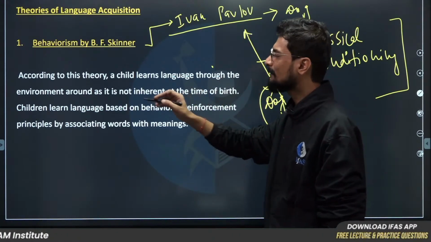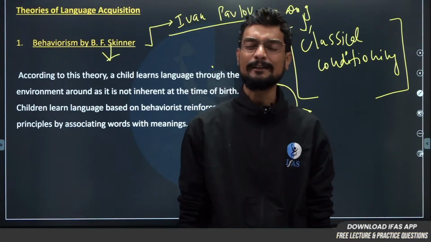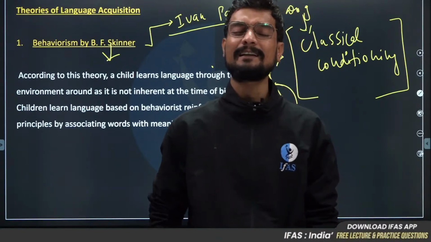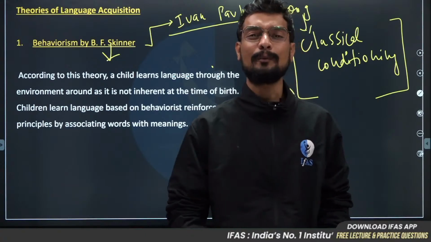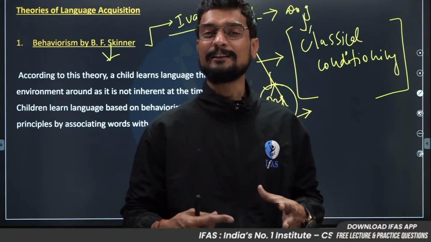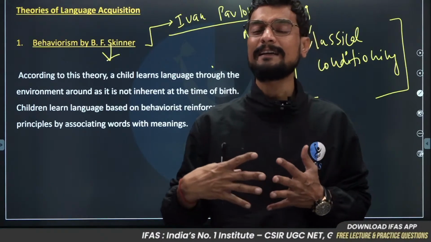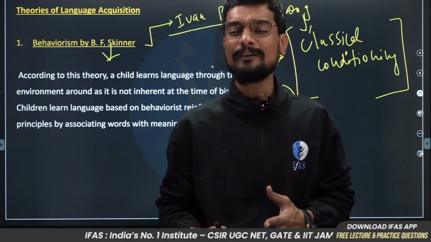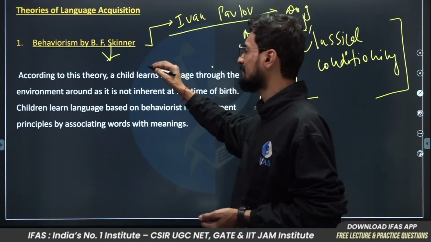Behaviorism, also by B.F. Skinner, says that the behavior of a child always determines what kind of language he will acquire. Let's say an extrovert person will be fluent in many languages, but an introvert person, though he can be fluent, will always remain within himself. This also influences the behavior that a particular individual will have. So this is the first theory of language acquisition.